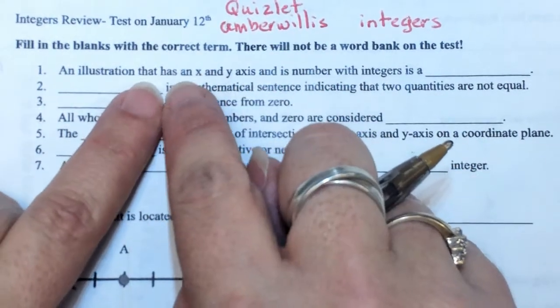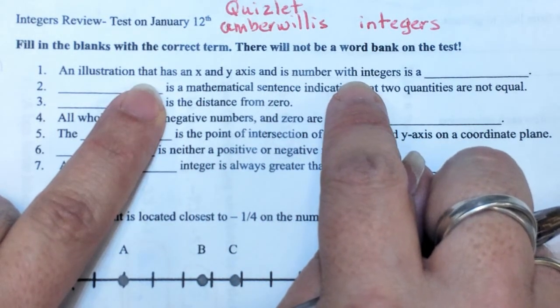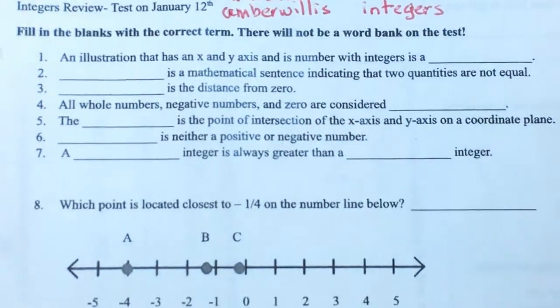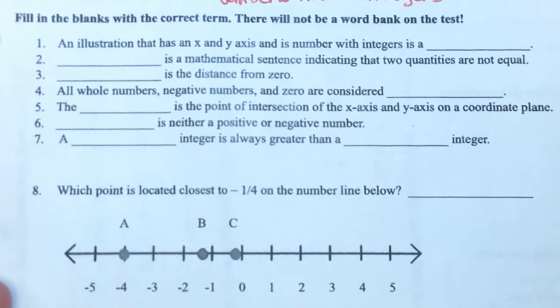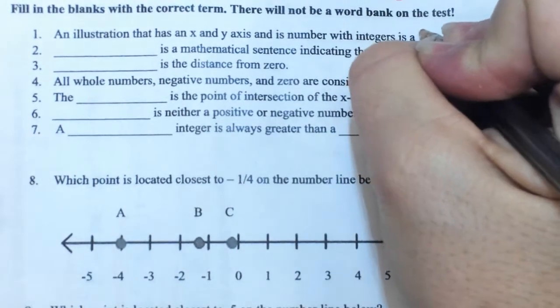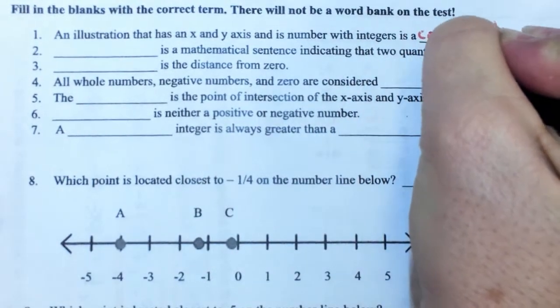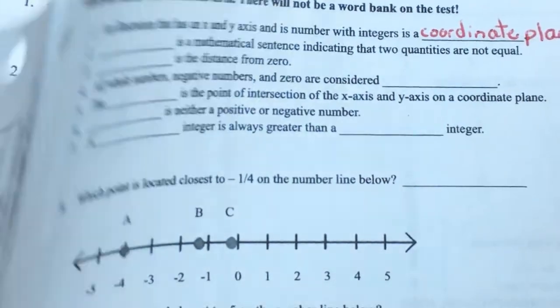So, an illustration that has an X and Y axis. No, and its number with integers is A. So listen, you're right, you're on there, you're almost there. X and Y, it's a picture. Coordinate plane, yes, coordinate plane. Right there, like you were close. But that's not on the vocabulary. Yeah. Let's see, real quick. That's why we put quadrant.